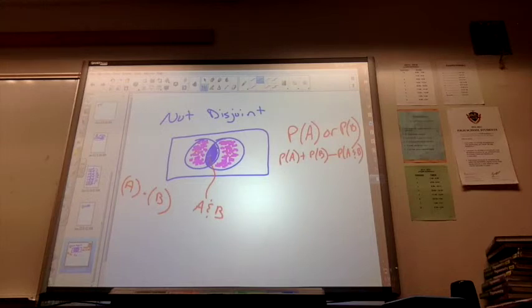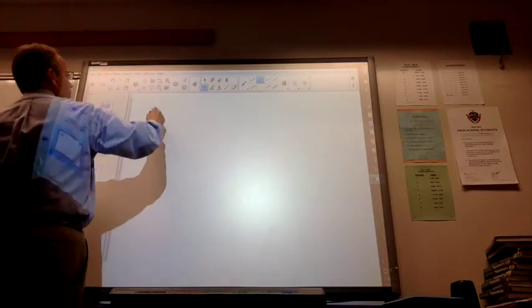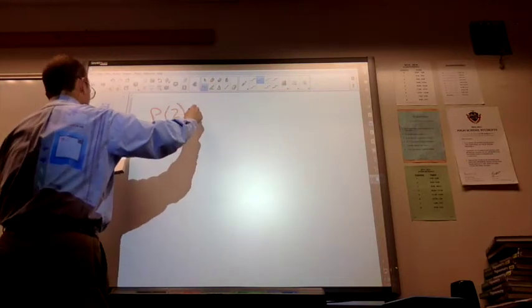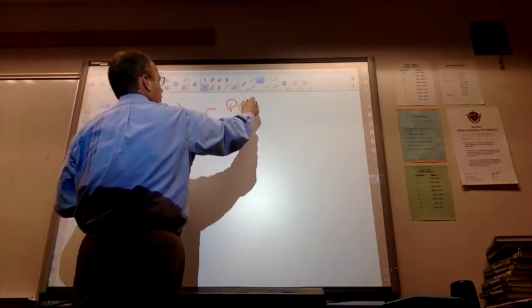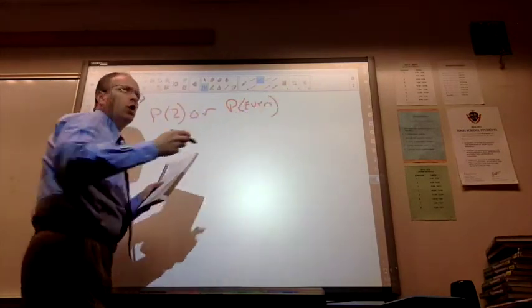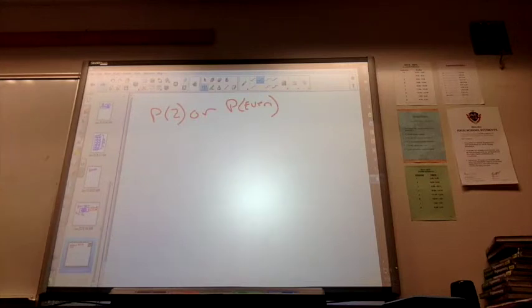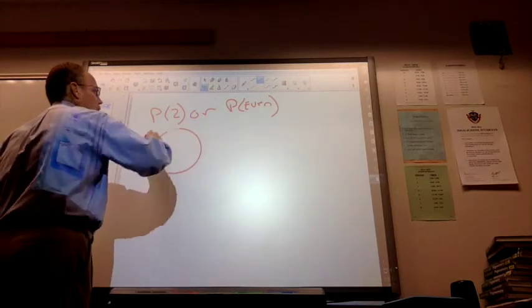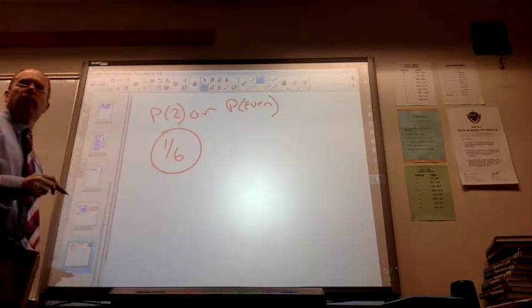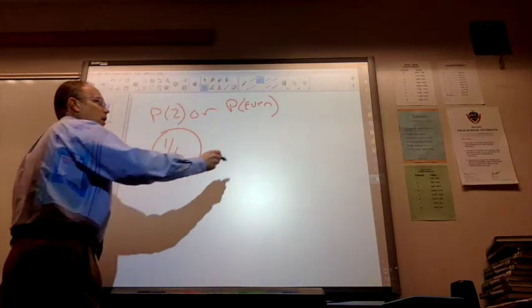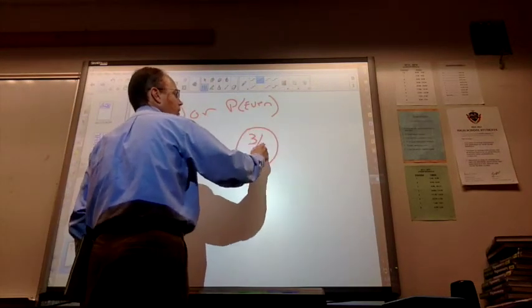So, example, find the probability of rolling a 2 or an even number on one die. So what's the probability of rolling a 2 or an even number? First off, is 2 even? Okay? So what's the probability of rolling a 2? 1 out of 6. Do you agree with that? What's the probability of rolling an even? That's 3 out of 6. Do you agree with that?